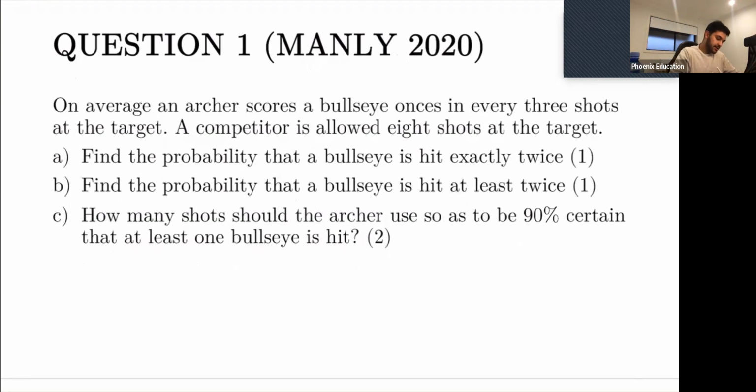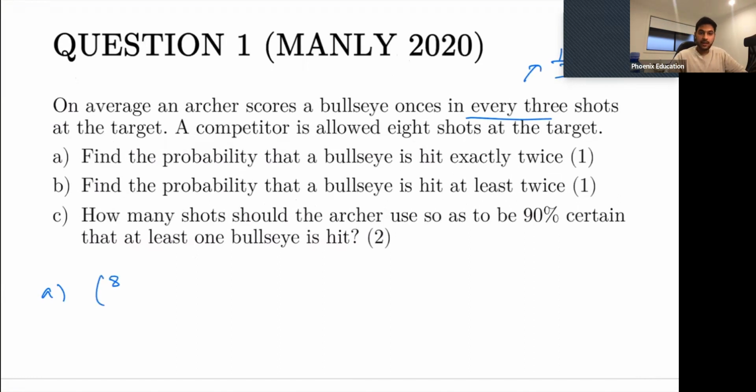Okay, let's go through this one. So probability that a bullseye is hit twice. So you would have seen that he scores a bullseye every 3 shots. So probability that he'll hit a bullseye is 1 on 3. Probability he won't is 2 on 3. So probability he'll hit the bullseye exactly twice.